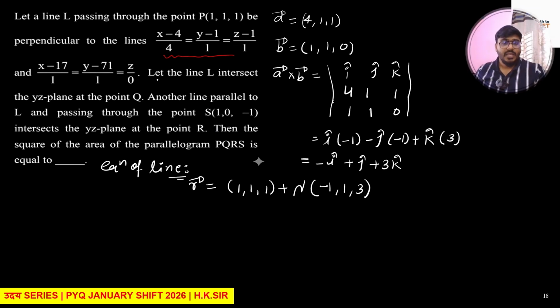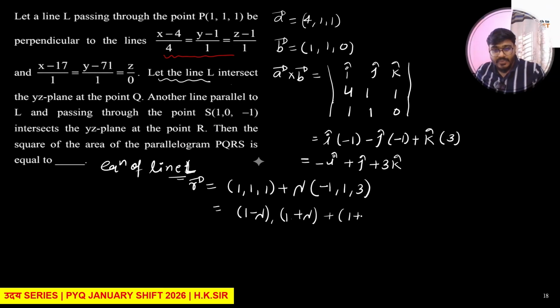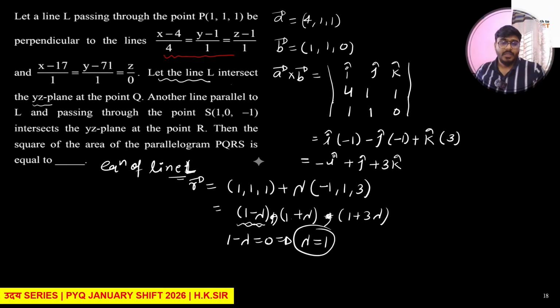So after this they are saying, let the line L intersect, this is the equation of line L. Okay, let the line L intersect yz plane at point Q. If this line intersects yz plane, that means at yz plane x is 0 now. So here we can take the general point on the line: 1 minus lambda, 1 plus lambda, and 1 plus 3 lambda. They are saying x coordinate is 0, because it intersects the yz plane. So 1 minus lambda equal to 0, that means lambda equal to 1.